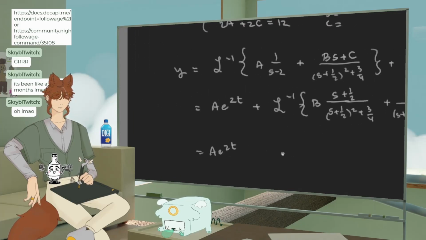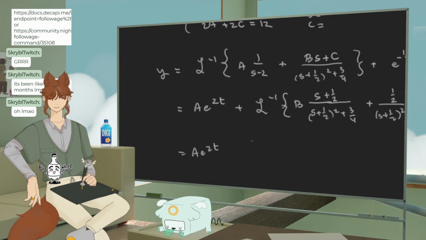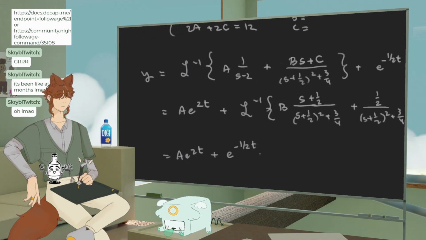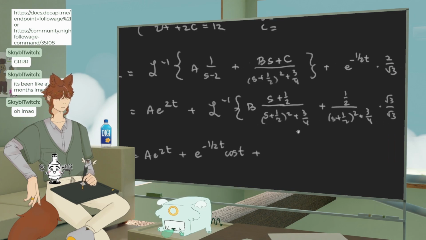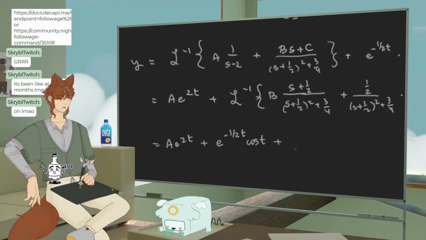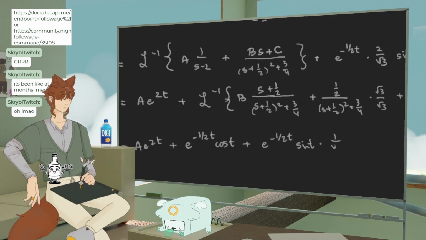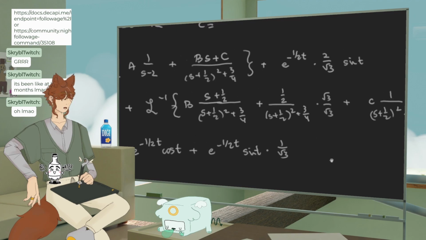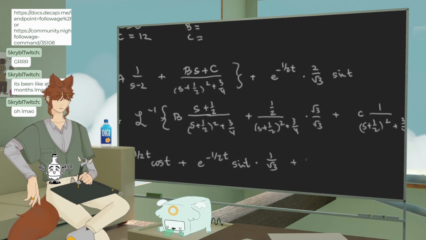And then I just need to put the coefficients in. Okay, what is this? This is a shift. So plus e to the minus 1/2 t. And this is a cosine function, cosine of t. And we haven't multiplied it by anything, so that's fine. Then plus this 1/2, this is a sine function. Is it shifted? Yes, it's shifted. So e to the negative 1/2 t sine of t times 1 over root 3. Plus c.